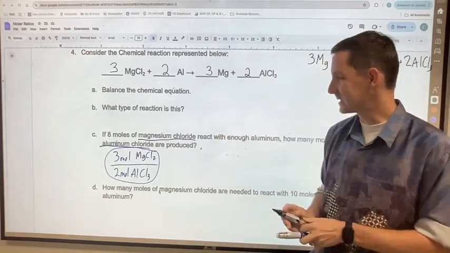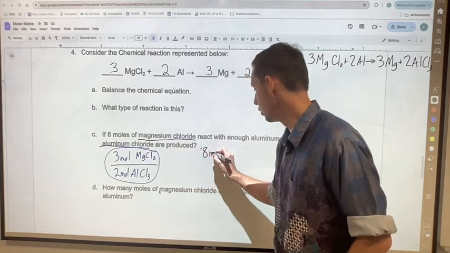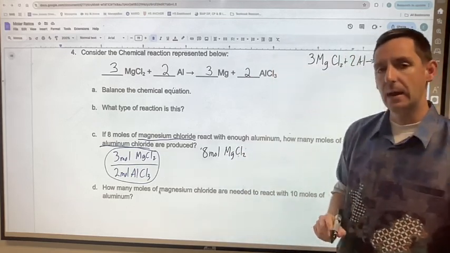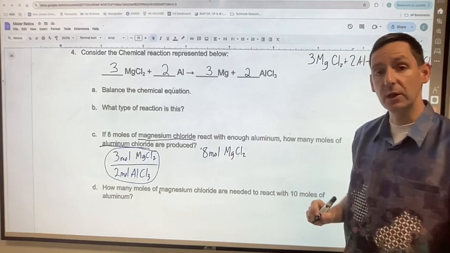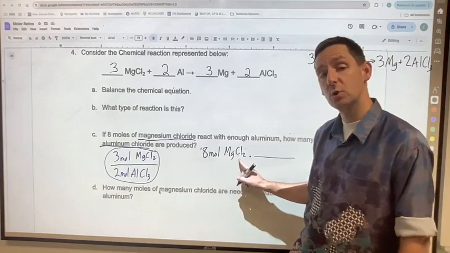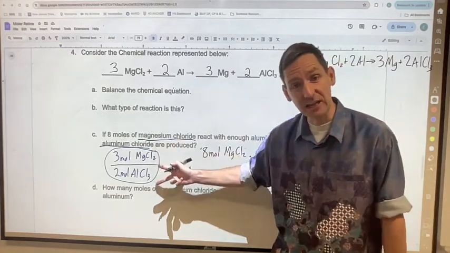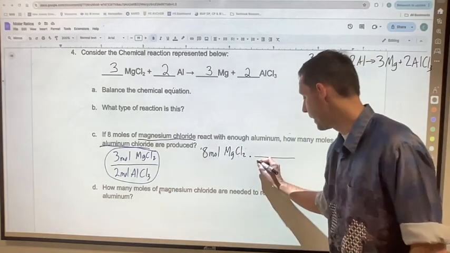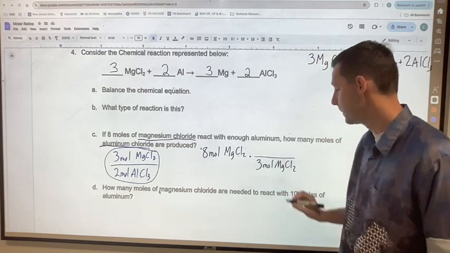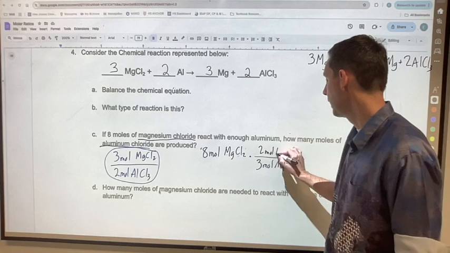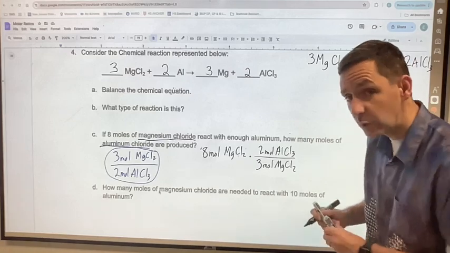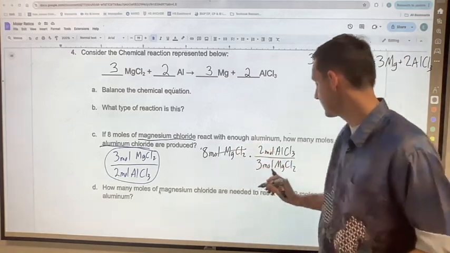The problem now wants us to take 8 moles of magnesium chloride, and how much aluminum chloride will I get with? And so again, I'm going to multiply by the fraction. We do want the magnesium chloride to cancel out. So again, just like in the last two, I am going to flip this, and I'm going to put my 3 moles of MgCl2 on the bottom, and I'm going to put the 2 moles of aluminum chloride on the top. And of course, the units will cancel out. The MgCl2 moles cancel out.